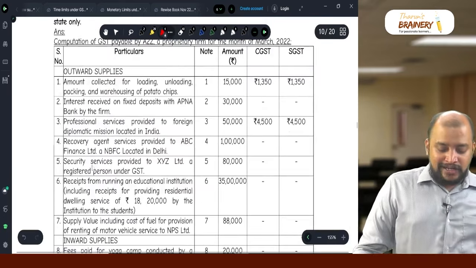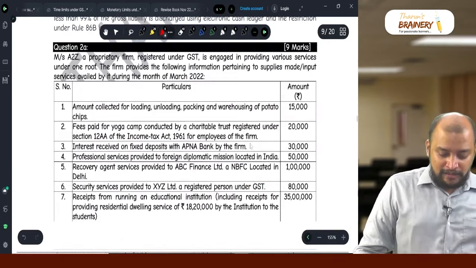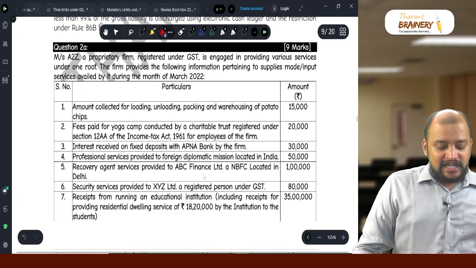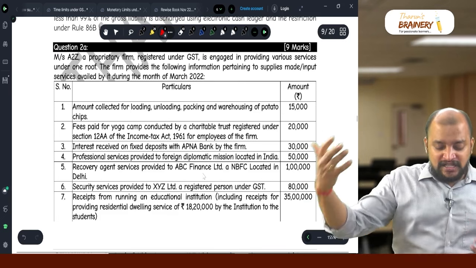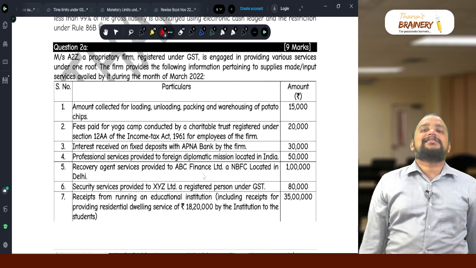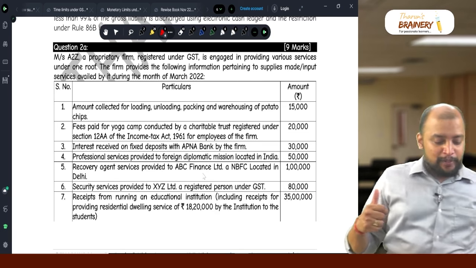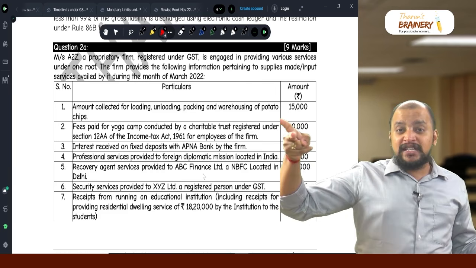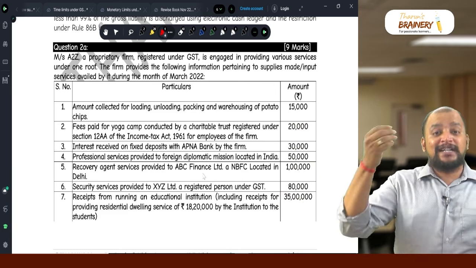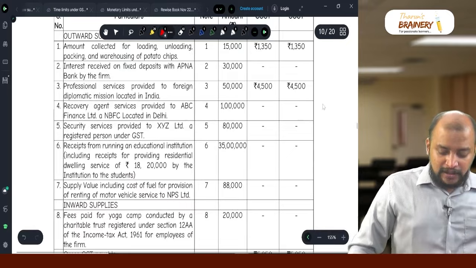So therefore this 30,000, this 50,000 will be taxable. Then recovery agent service provided to ABC Finance Limited, an NBFC. Actually this is taxable under RCM. So liability to pay GST is not on A to Z proprietary firm, but it is on ABC Finance Limited under RCM. So it will not be taxable in the hands of A to Z, okay.